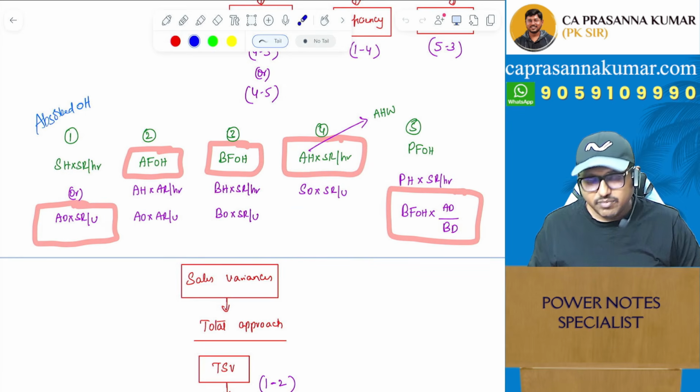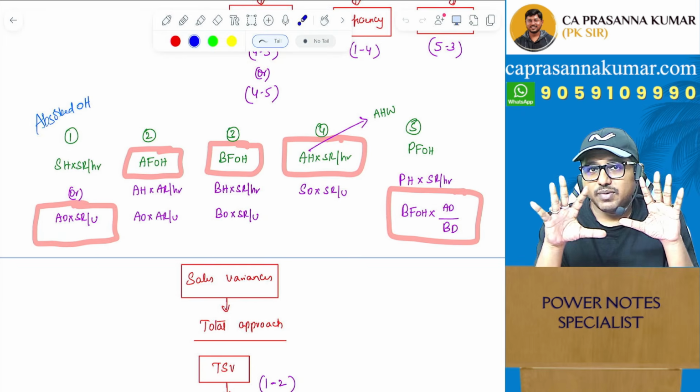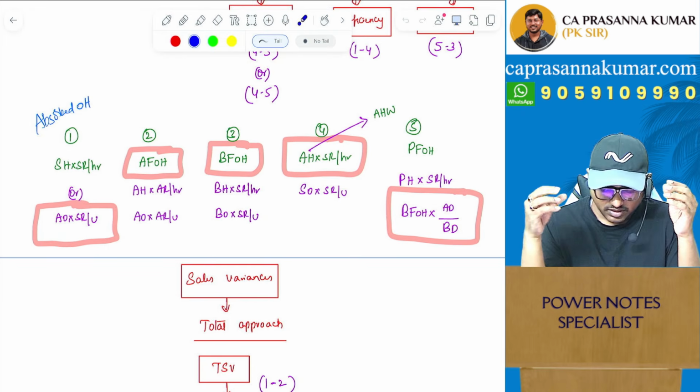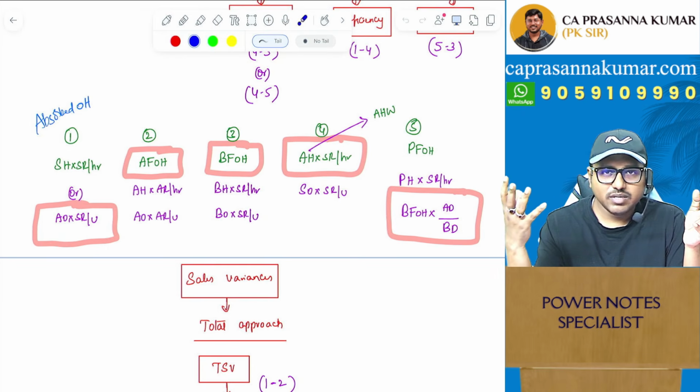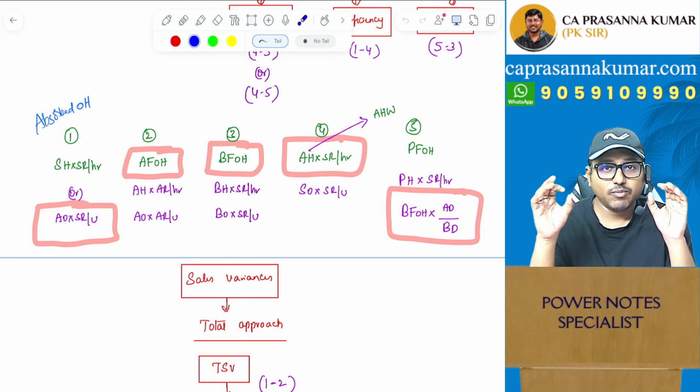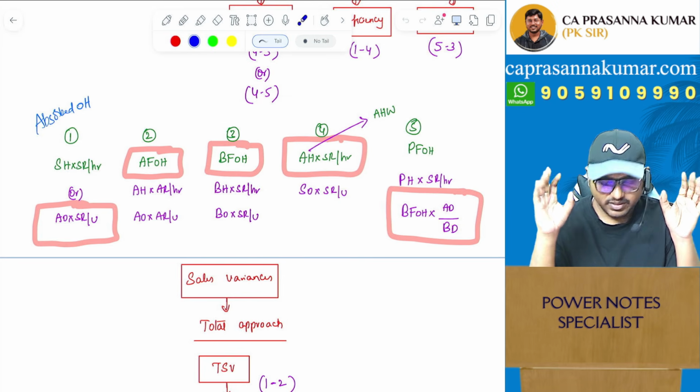Now, another important thing that you guys need to understand is that I'm covering everything right now. Some of you might feel the formulas are intimidating. No. Once you learn this, the problems will be very easy. Trust me, that's how it's gonna be.